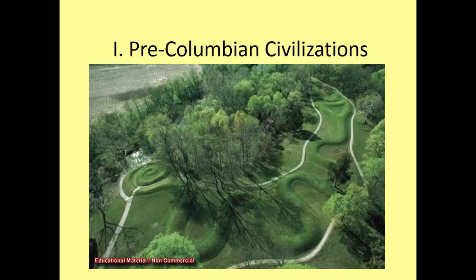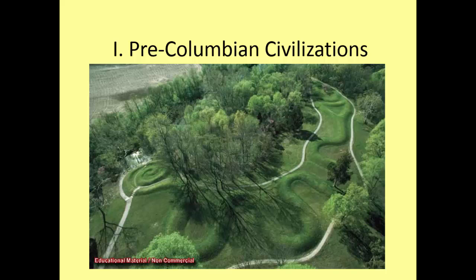So our first set of notes for this unit on colonialism is Roman numeral 1, Pre-Columbian civilizations. And we're going to start off with a picture of a mound builder religious site. You can see on the top right-hand corner the Pre-Columbian natives. Those are natives before European contact.